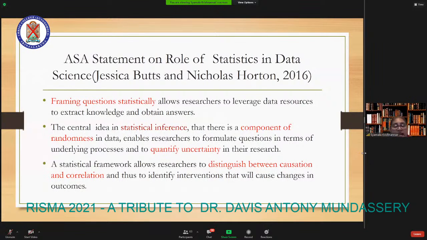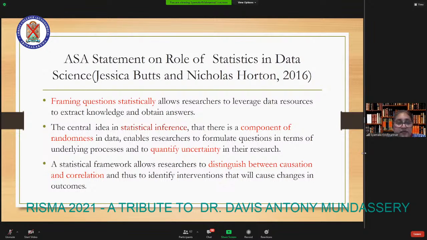So there are some points highlighted. The first point is framing questions statistically allows researchers to leverage data resources to extract knowledge and obtain answers. That's completely true. The second one, the central idea in statistical inference, that there is a component of randomness in data, enables researchers to formulate questions in terms of underlying process and to quantify uncertainty in their research. And the third one, a statistical framework allows researchers to distinguish between causation and correlation, and thus to identify interventions that will cause changes in outcomes.